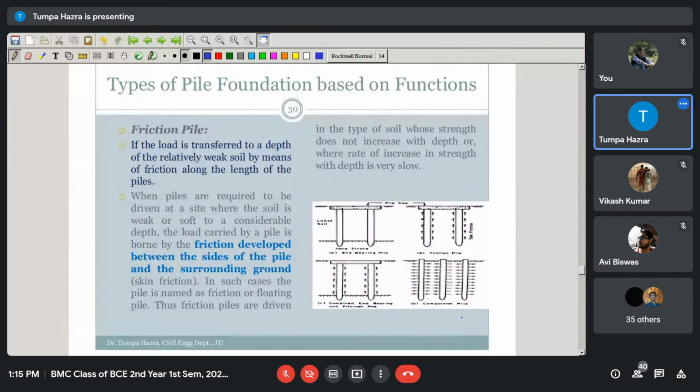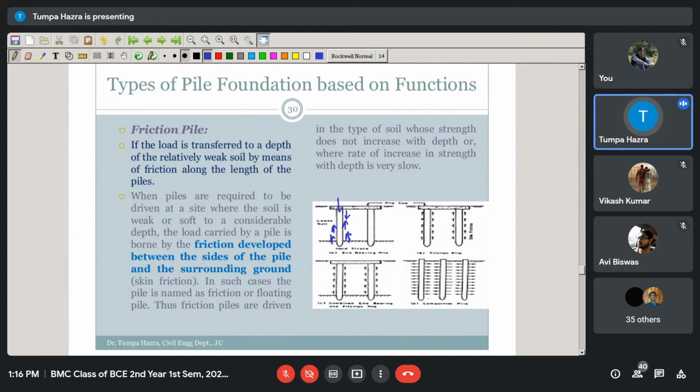Friction pile. Friction piles means whenever the load of the building is not only carried by the tip of the pile, but the surface friction also carries the load of the building. Then that type of piles are known as the friction pile.